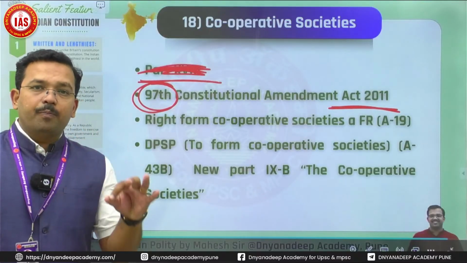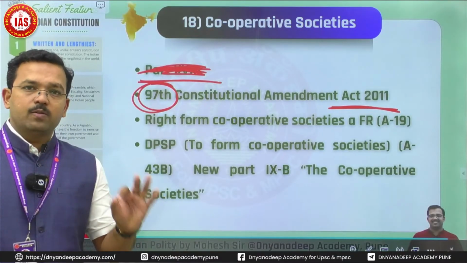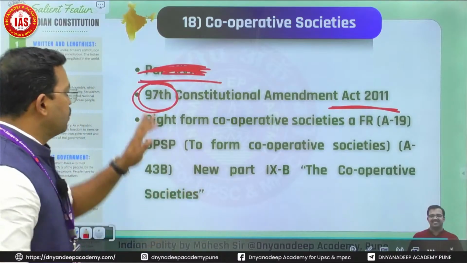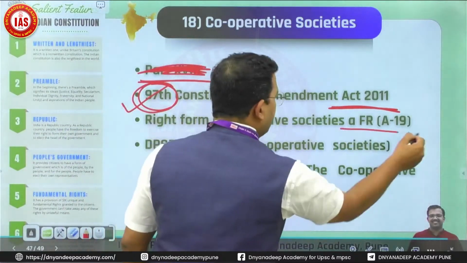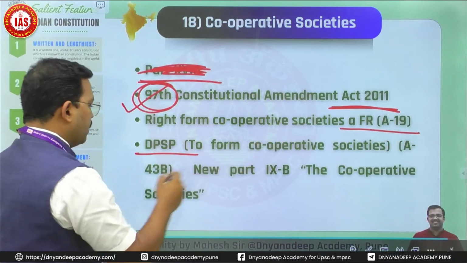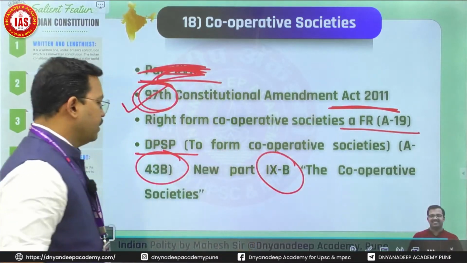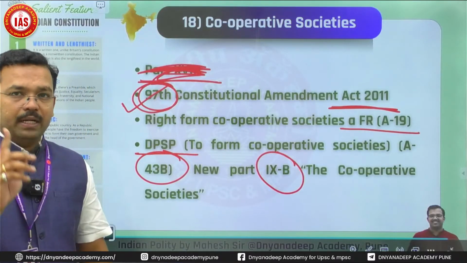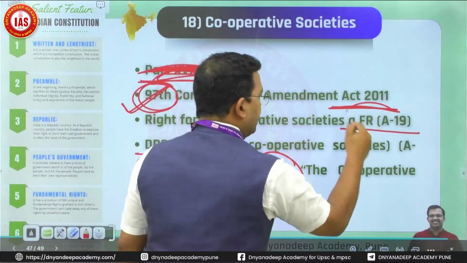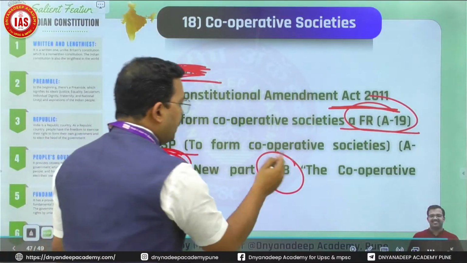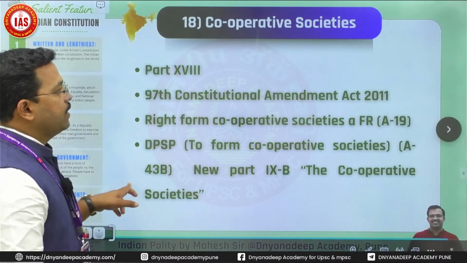Right to form cooperatives is your fundamental right. I repeat once again, the right to form cooperatives is your fundamental right. So 97th Amendment Act of 2011, fundamental right, Article 19. Also we added a DPSP, Article 43 capital B. New part, it is wrong, new Part 9B has been added, the cooperative societies. So regarding cooperative societies, few important things. First, 97th Amendment Act, fundamental right 19, then DPSP 43 capital B, Part 9 capital B. So the right to form cooperatives is your fundamental right at this particular moment.